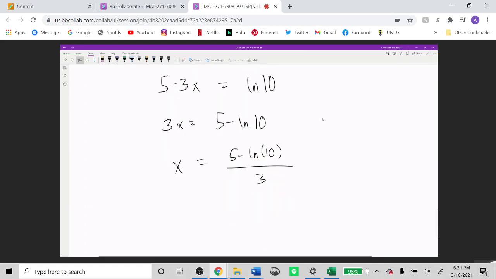So we could approximate this if we wanted to. This would be about 0.8991 in a calculator.